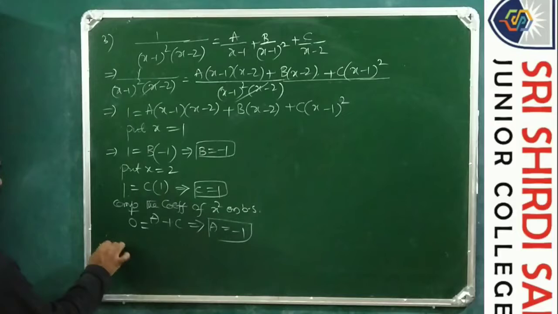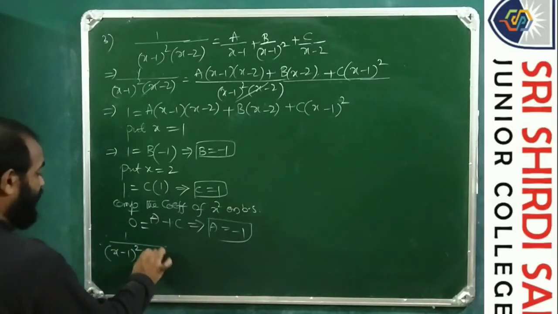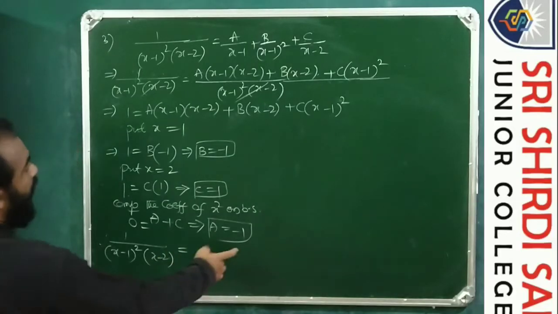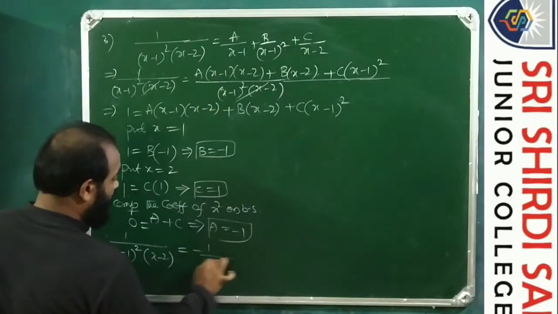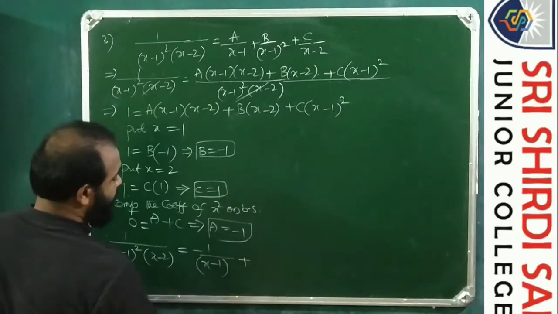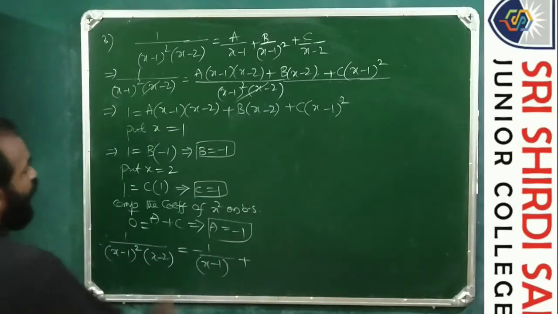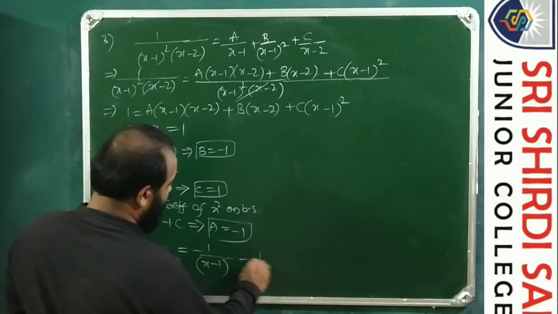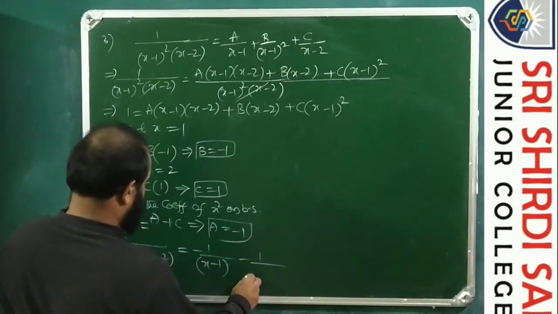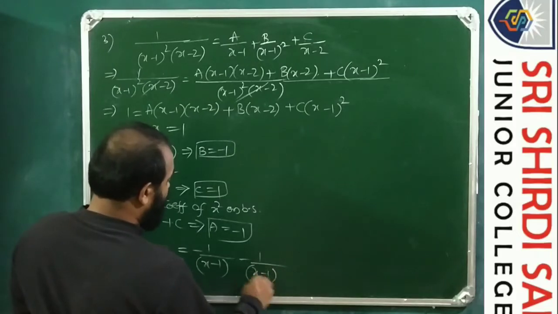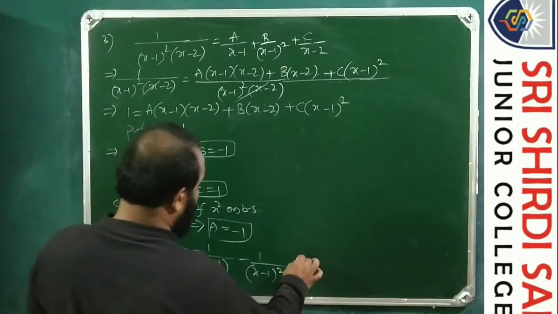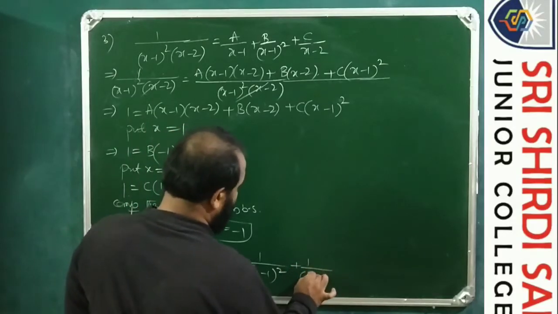Therefore, 1 by x minus 1 whole square into x minus 2 is equal to, the value of A is minus 1 by x minus 1, plus B value is minus 1, so minus 1 by x minus 1 whole square, plus the value of C is 1 by x minus 2.